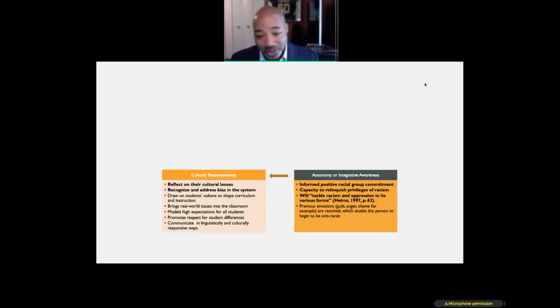And really, this slide here shows the link between reaching those final stages and cultural responsiveness. In order for all of us to be culturally responsive, among the competencies associated with that, we have to be able to reflect on our own cultural lenses and use that information to be helpful to others, right? And we have to be able to recognize and address, and this is what you were just talking about, Cortez, bias in the system if we're going to deal with it. In order to do those things, you have to reach those final stages, where you have an informed, positive racial group commitment, a capacity to relinquish the privileges of racism, and then the will to actually deal with racism and other forms of oppression. That's how those two things are linked for us.